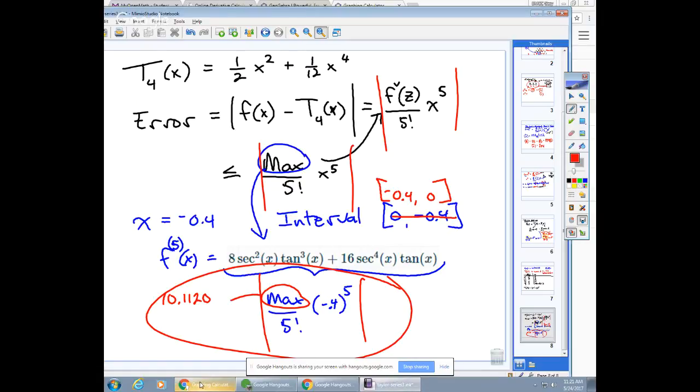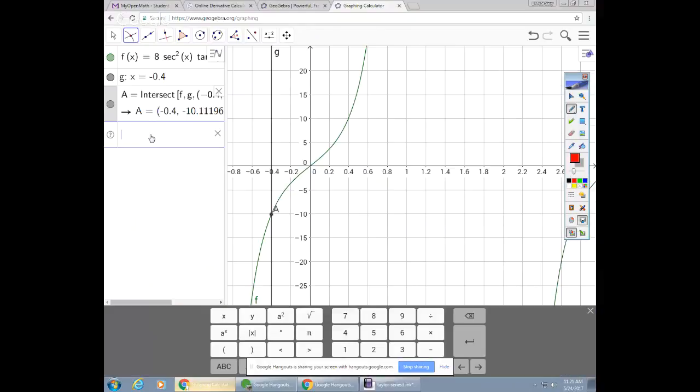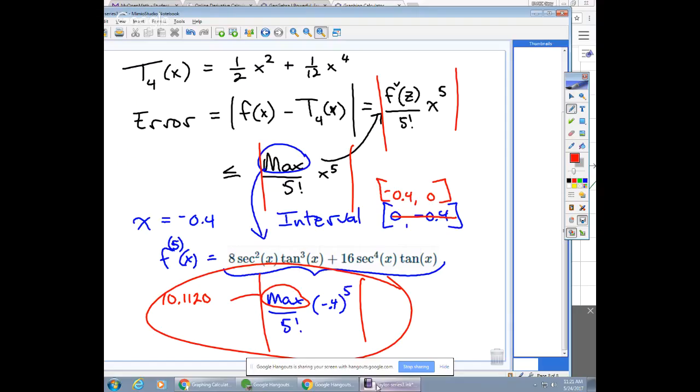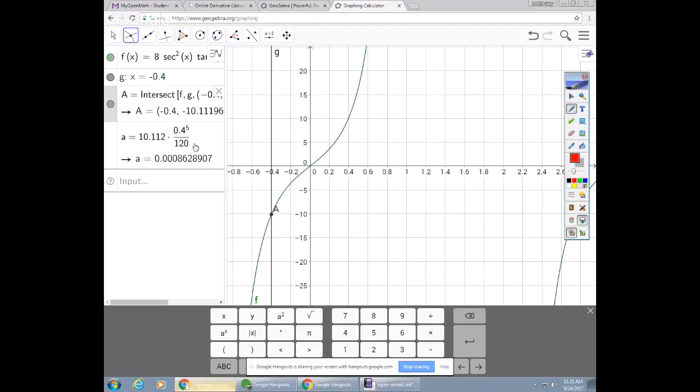So back to, I'm going to ask GeoGebra. So I have a max of 10.112 times 0.4 raised to the 5th power divided by 5 factorial, which I think is 120. Get all the pieces there. Yep. Okay, and then I just plugged positive everything in there, so I got the absolute value covered. So this is telling me that my error is about 0.00086.